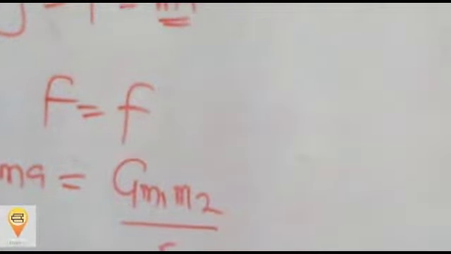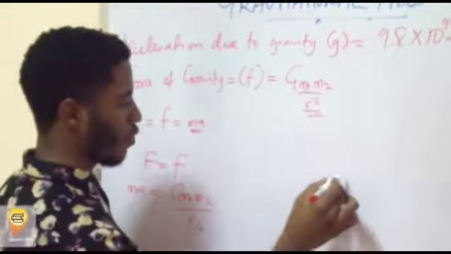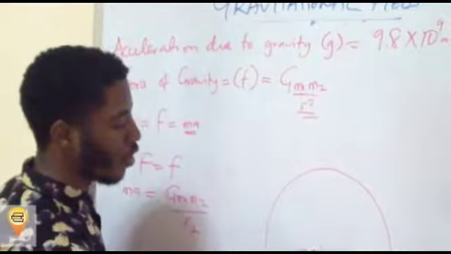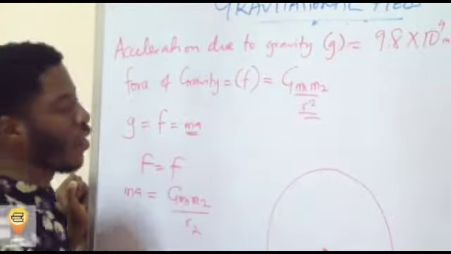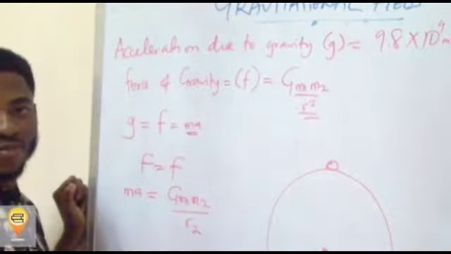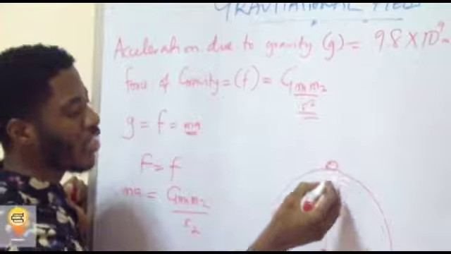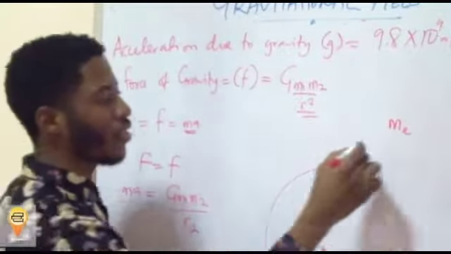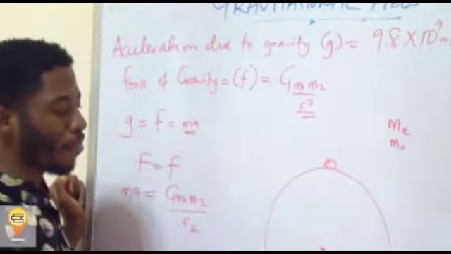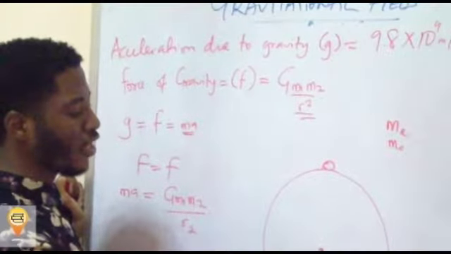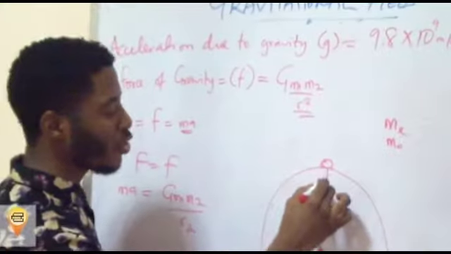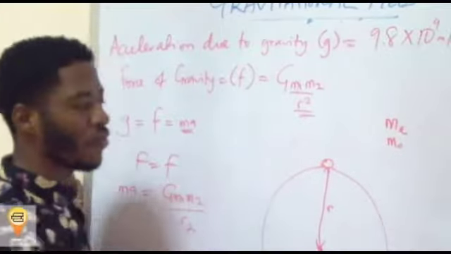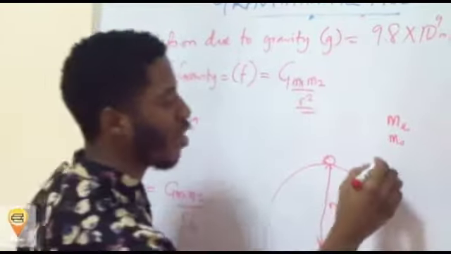Now, let's say we have an object on Earth. This is Earth. This is the center of the Earth. There is an object on Earth. Let's say the mass of the Earth itself is Me. The mass of the object is Mo. Now, the radius of the Earth, this is the radius. The distance between the center of the Earth and where the object is, which is the surface of the Earth, is R, which is also the radius of the Earth. We can call that Re.